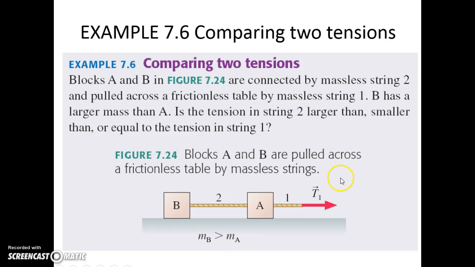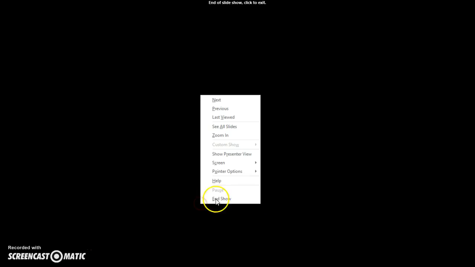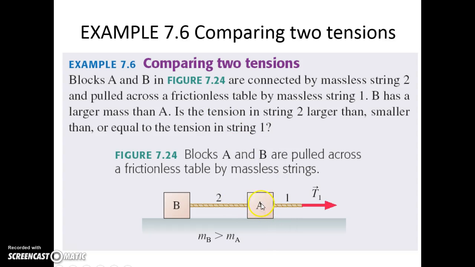And then our last slide here, we've had blocks A and B connected by a massless string 2 and pulled across a frictionless table by a massless string 1. B has a larger mass than A. Is the tension in string 2 larger than, smaller than, or equal to the tension in string 1? Well, the thing about string 1 here is that it has to pull both blocks, and string 2 only has to pull block B. And so the tension in this first string is always going to be greater. And that ends these notes.